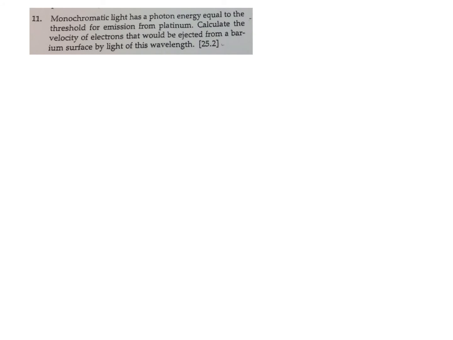Day 162, homework hints, honors physics, photoelectric effect, de Broglie wavelength. Here we have monochromatic light with the threshold for emission from platinum. Now you need to know the work function for platinum. I looked that up. For platinum, Pt, I believe the work function is about 6.4 electron volts.